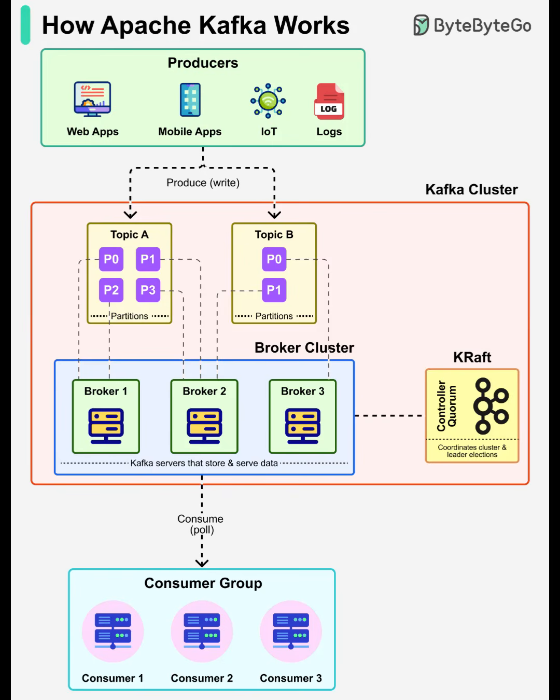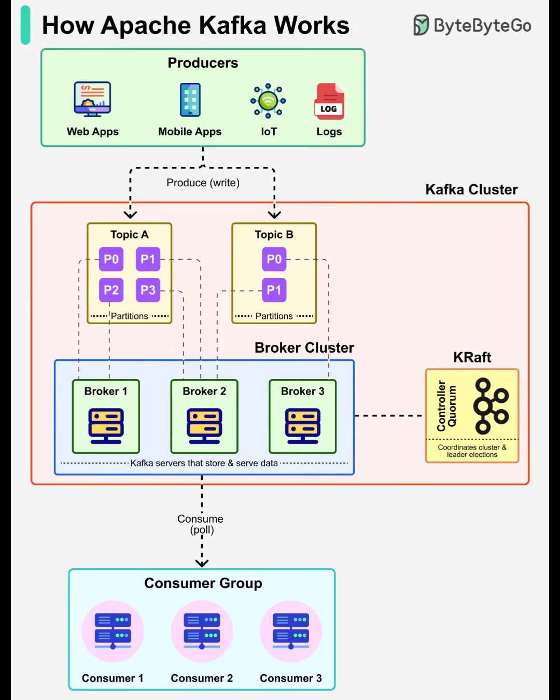Controllers and KRaft. Modern Kafka uses KRaft, the built-in Raft-based controller quorum, to coordinate metadata, elect leaders, and keep the cluster consistent without Zookeeper. If a broker fails, the controller promotes an in-sync follower to leader. This automatic failover keeps producers and consumers flowing with minimal disruption.